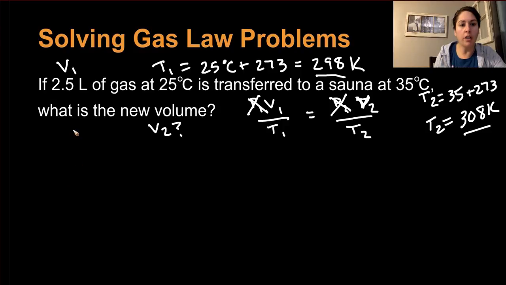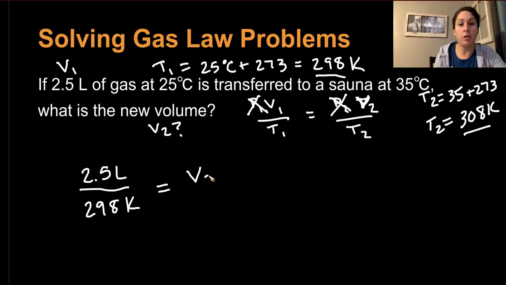So now what we're going to do is plug these in. V1 goes in the spot for V1, so 2.5 liters divided by T1, 298 Kelvin, and that's going to be equal to V2, which is what we're trying to solve, over T2, which we know is 308 Kelvin. So we just have to define our variables and plug them in. Now I have to solve.